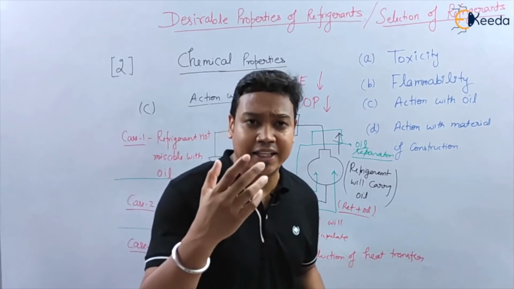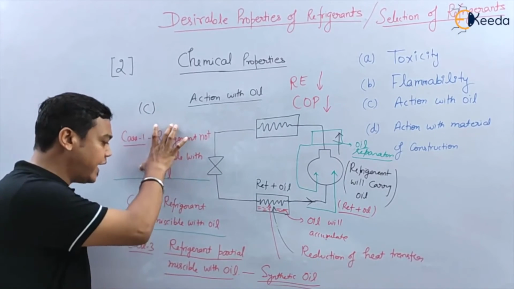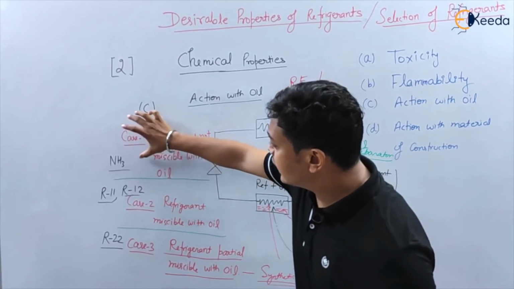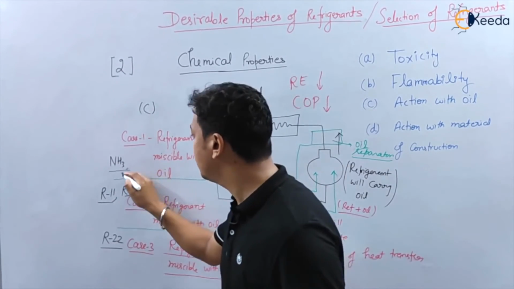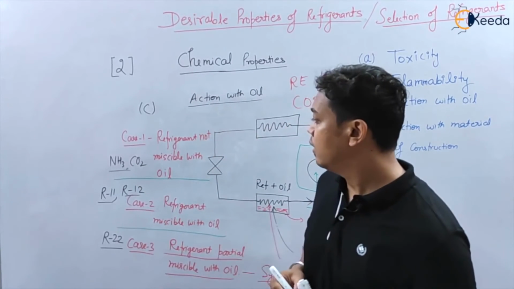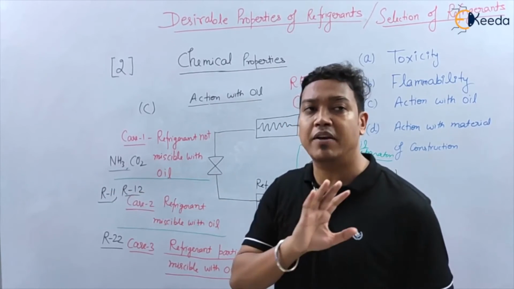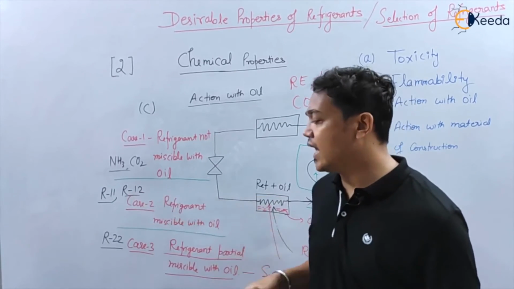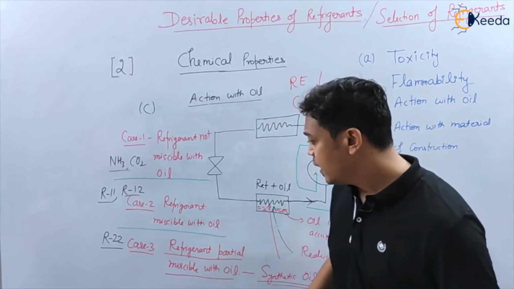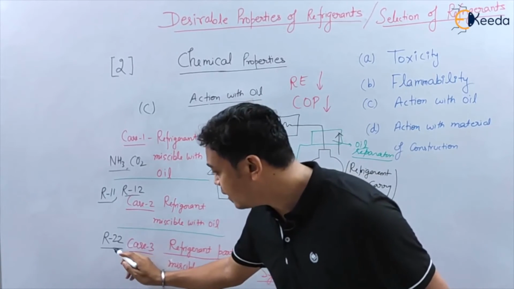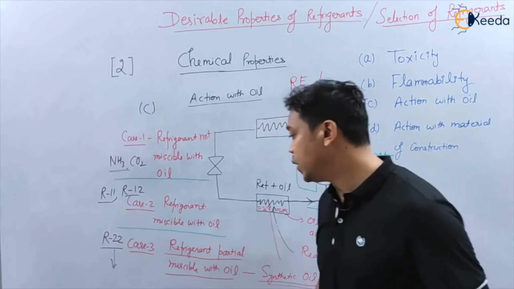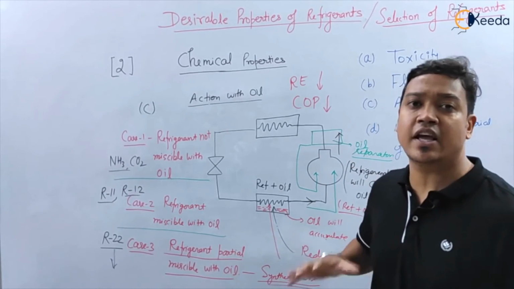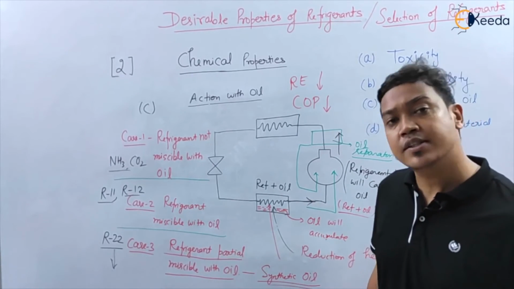Now I'll tell you what are the refrigerants in case 1, case 2, and case 3. In case 1, ammonia and CO2. These refrigerants are not miscible with oil. In case 2, R11 and R12, the refrigerants are miscible with oil, so no problem. In case 3, R22. If I am using R22, the refrigerant has partial miscibility with the oil, so there is an effect on the coefficient of performance of the system.